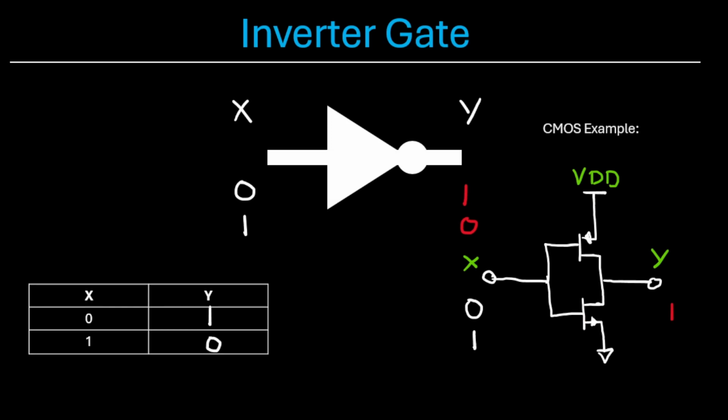Okay, now the other case, input a logic high or a 1, track upwards, go to this PMOS. This PMOS will now be off, so no connection will be made between VDD and Y. If we go down, this NMOS will now be on, and there will be a connection between Y and ground, giving us an output of 0. All right?